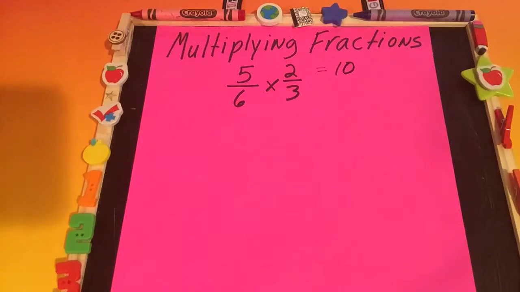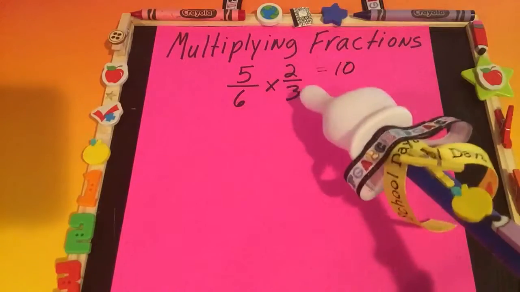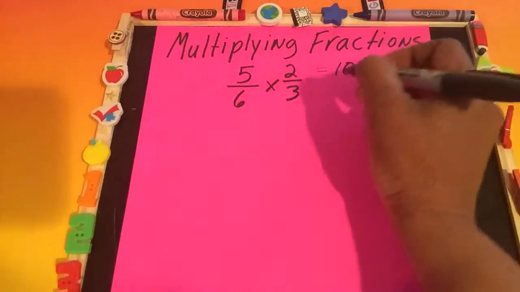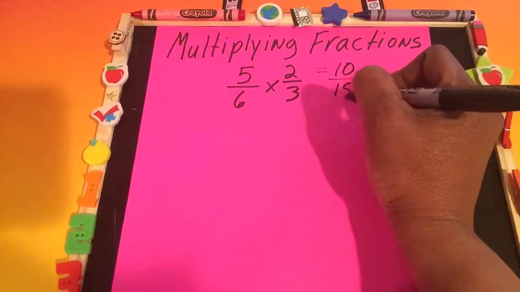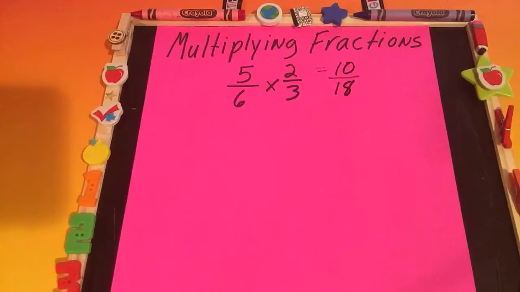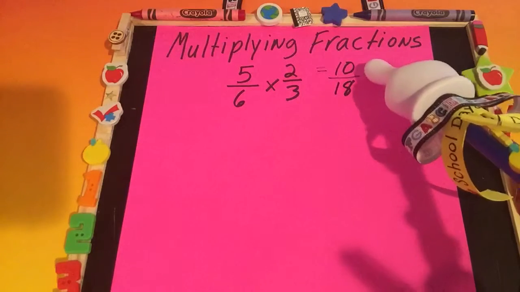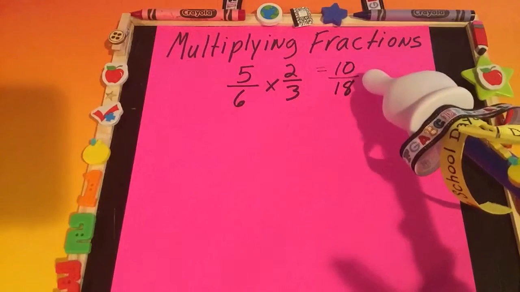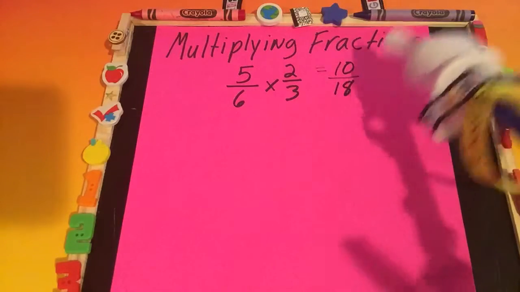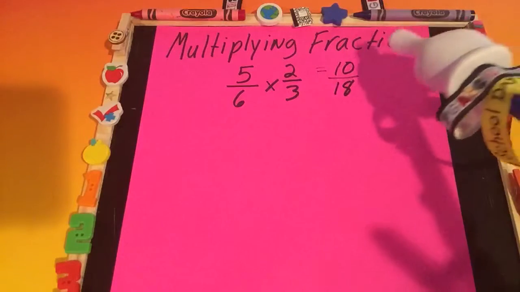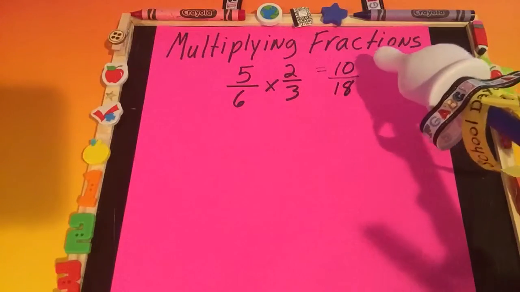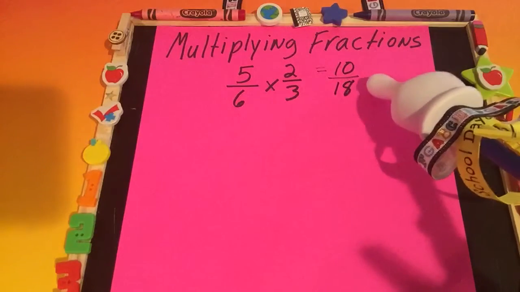And then we'll multiply 6 times 3, which is 18. And 18 will be our new denominator. And in this case, we'll simplify our fractions. Right away, I noticed that they do have a factor in common besides the number 1, which is 2. So I know that 10 is divisible by 2, and I know 18 is divisible by 2.